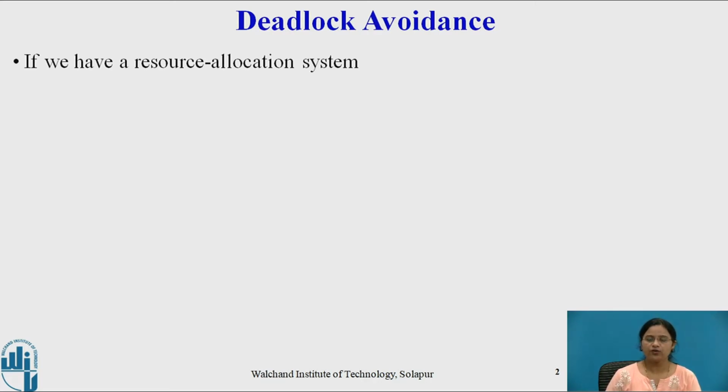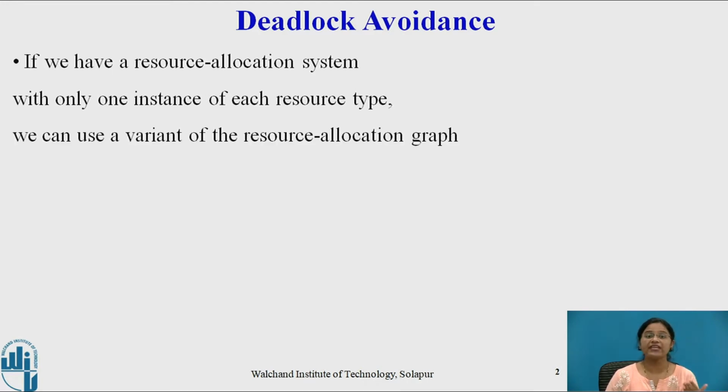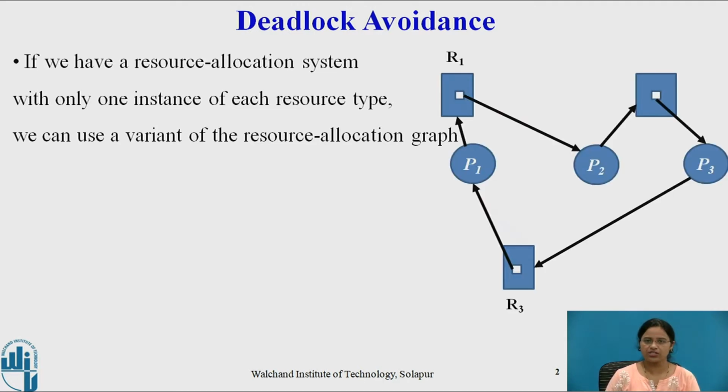As we already know, deadlock avoidance is where we wish to secure our system. So, if we have a resource allocation system with only one instance of each resource type, then we can use a variant of the resource allocation graph. We already know the resource allocation graph. It contains a number of processes and resources and its instances. It contains two edges, the assignment edge and the request edge.